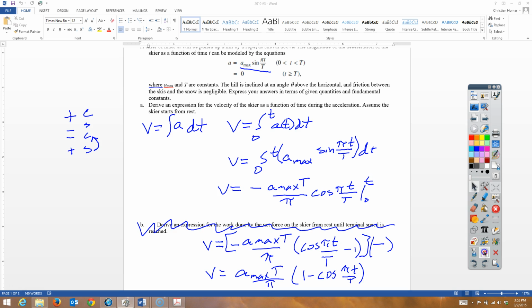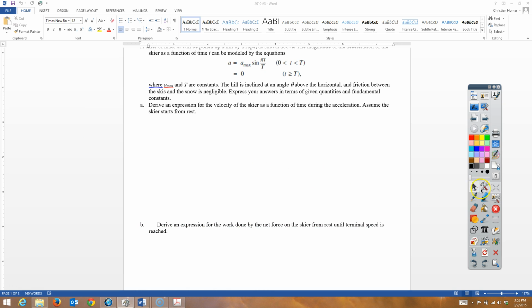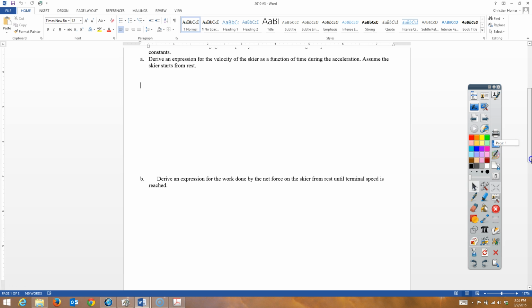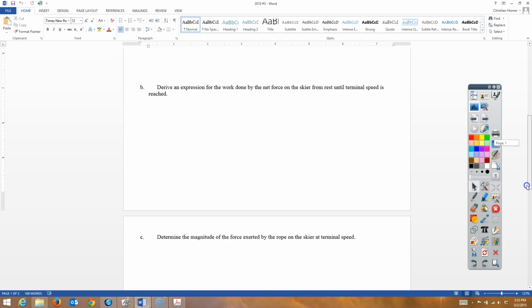So let's go ahead and take a look at part B. For part B, it says derive an expression for the work done by the net force on the skier from rest until terminal speed is reached. We know that work is equal to 1/2 of mass times the final velocity squared minus the initial velocity squared.